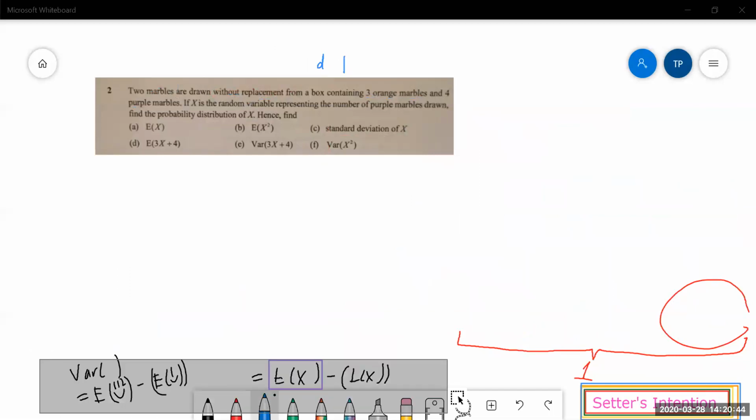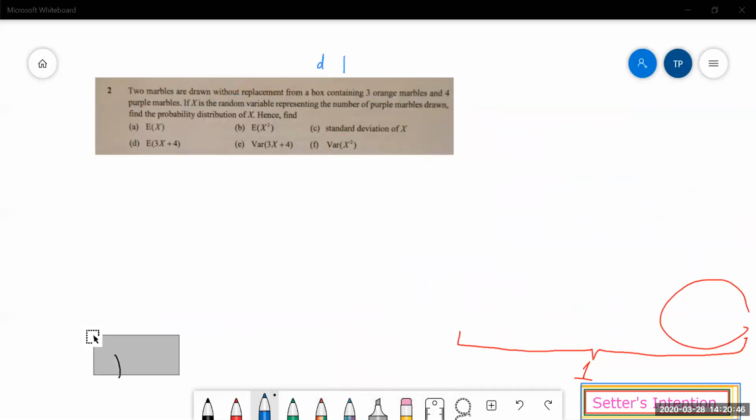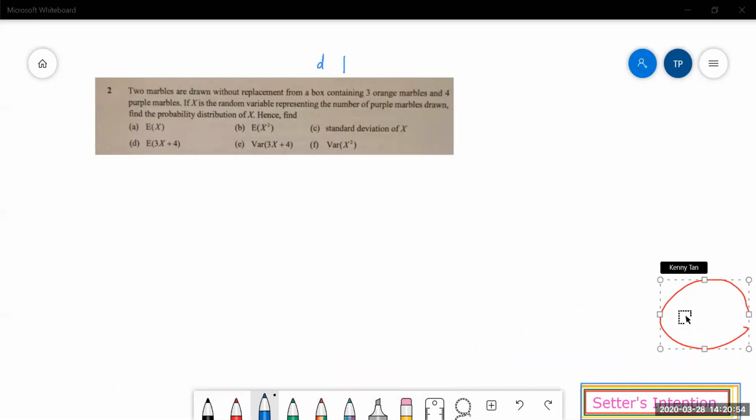Oh, it's very convenient that now I know I can select and delete. Nice. Okay.